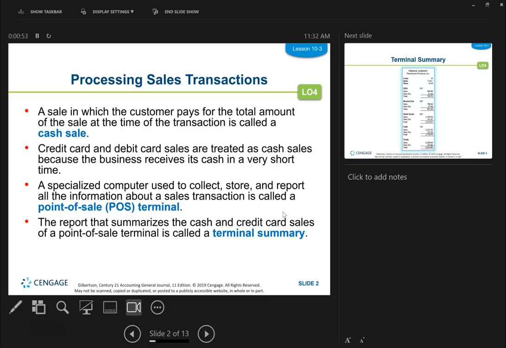All right, so some vocabulary. A sale in which the customer pays for the total amount of the sale at the time of the transaction is called a cash sale, right? Credit card and debit card sales are treated as cash sales because the business receives its cash a very short time later.